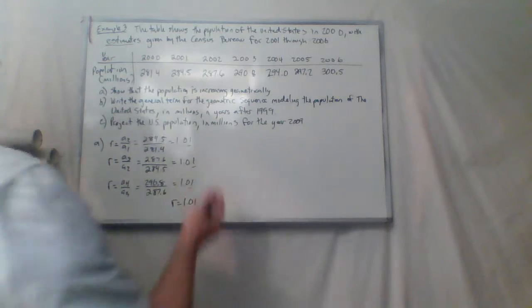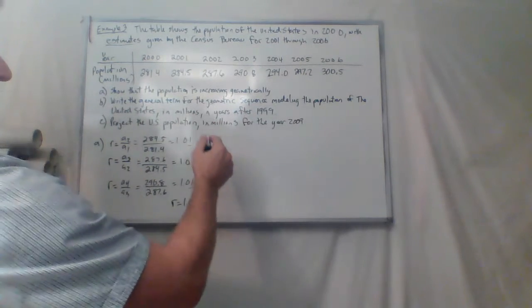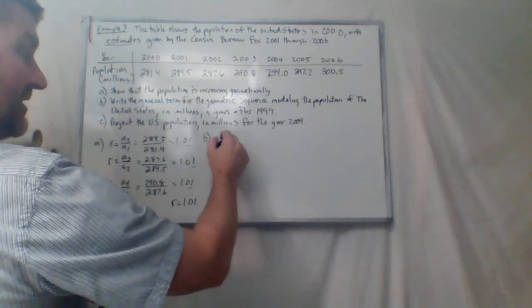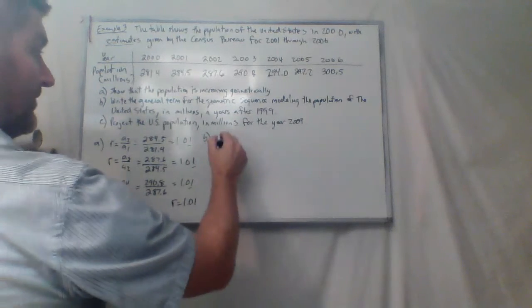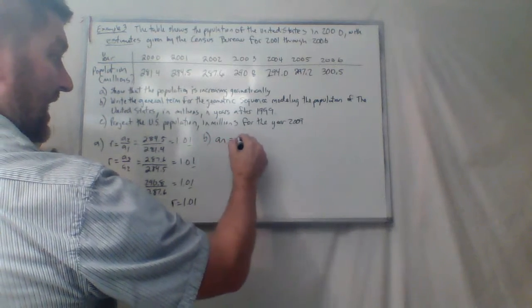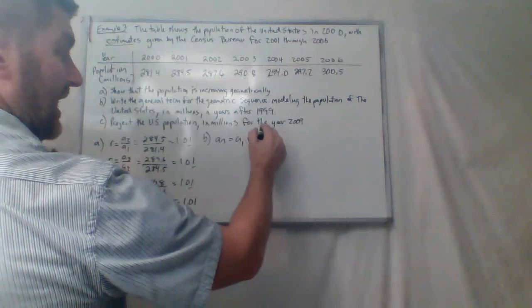All right. So write a general term for the geometric sequence. So that's the form of A sub n equals A1 r to the n minus 1.